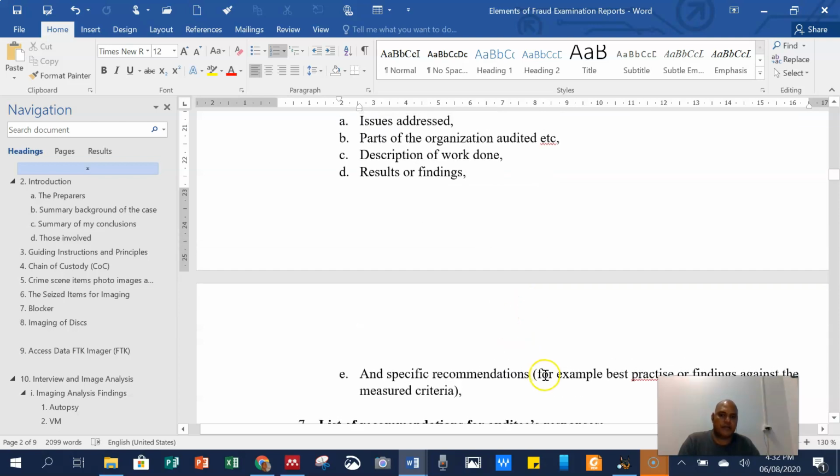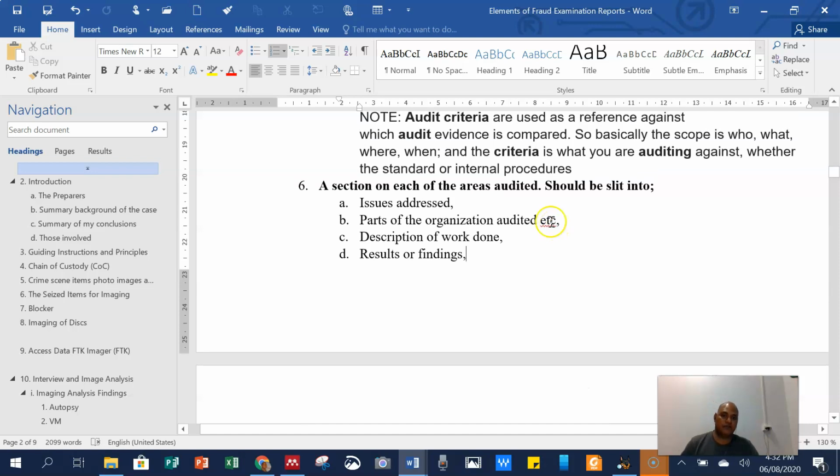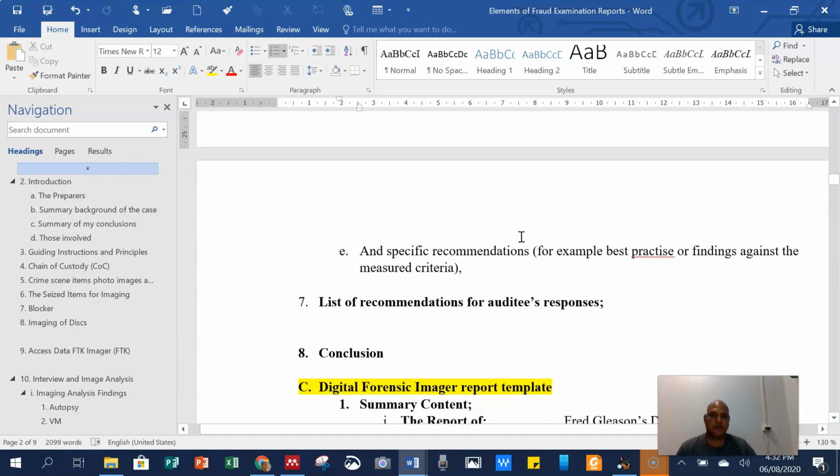So why are recommendations pinned to findings? Because it's easier for you to finish off with your recommendation with a summary at the end of the report. So like I said, you can finish off by conclusion as well as list of recommendations for auditees' responses. So auditee here can refer to the departments that you're auditing or the sections that you're auditing. So recommendations to the areas that they need to improve on.